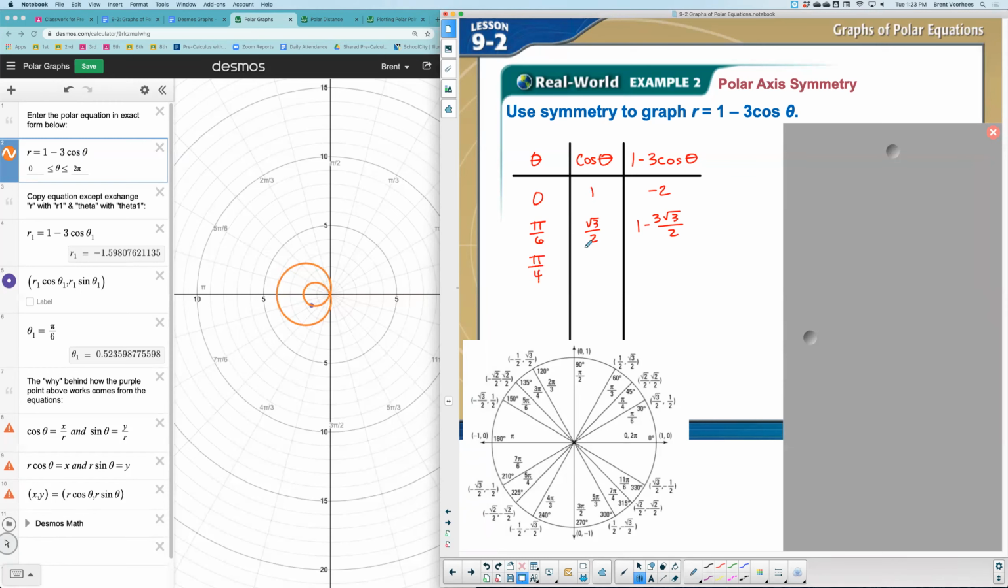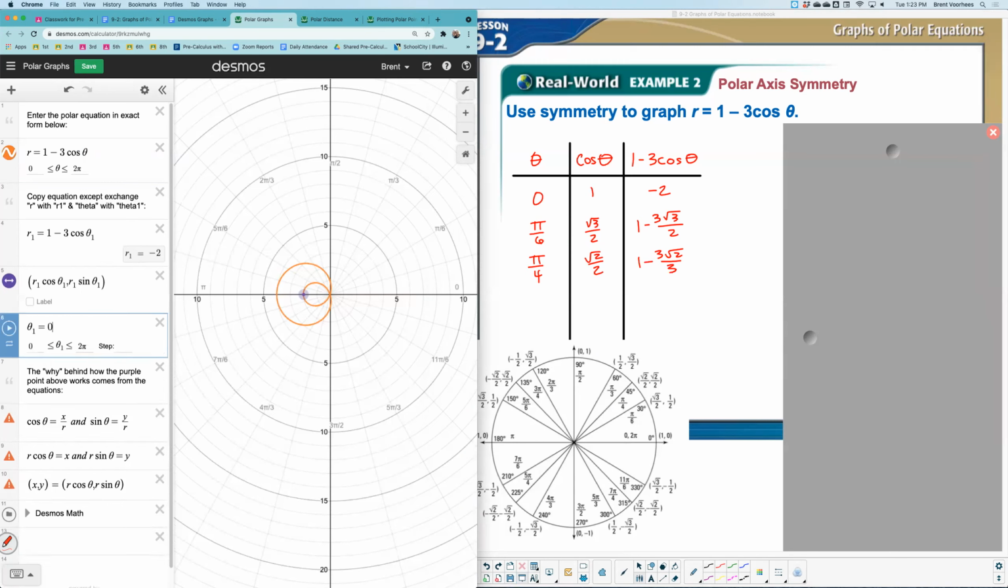At pi over 4, the cosine of pi over 4 would be the square root of 2 over 2. So if I plug this in, I would have 1 minus 3 square root of 2 over 3. And so that's how you're going to get your values. Long story short, if you go all the way around, you just keep plotting your points as you go.